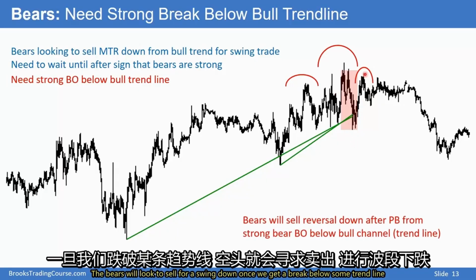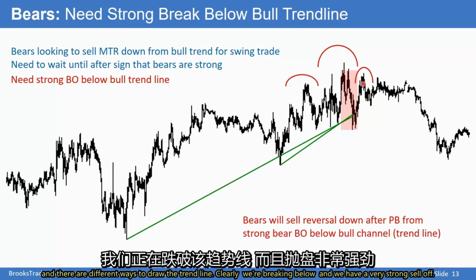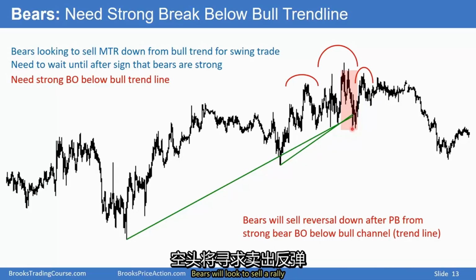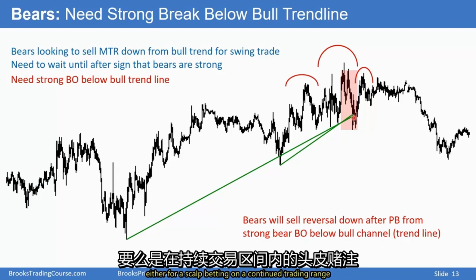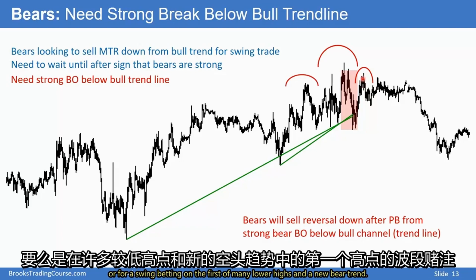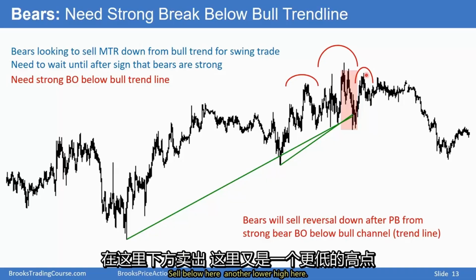The bears will look to sell for a swing down once we get a break below some trend line. And there are different ways to draw the trend line. Clearly we're breaking below, and we have a very strong sell-off. Bears will look to sell a rally, either for a scalp betting on a continued trading range, or for a swing betting on the first of many lower highs and a new bear trend.